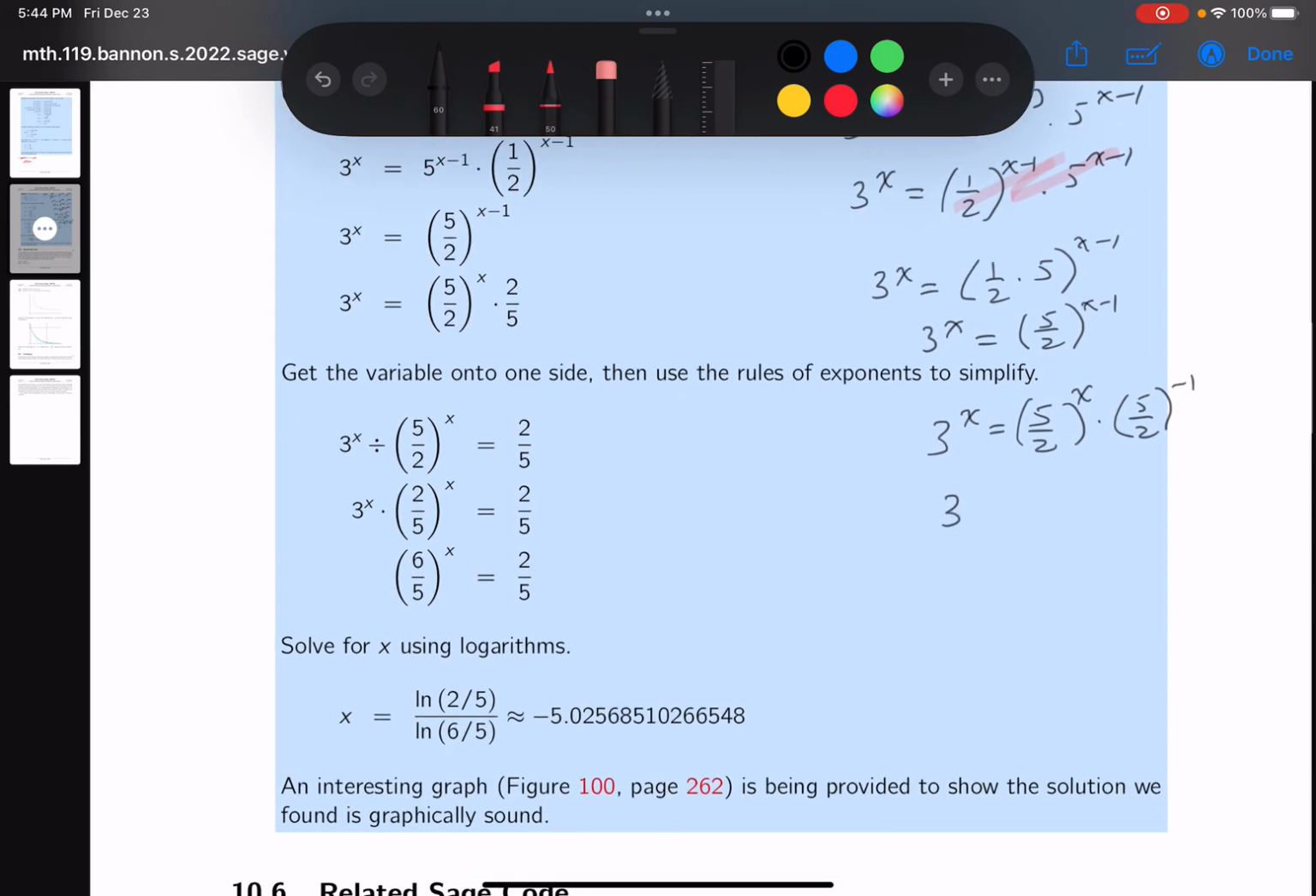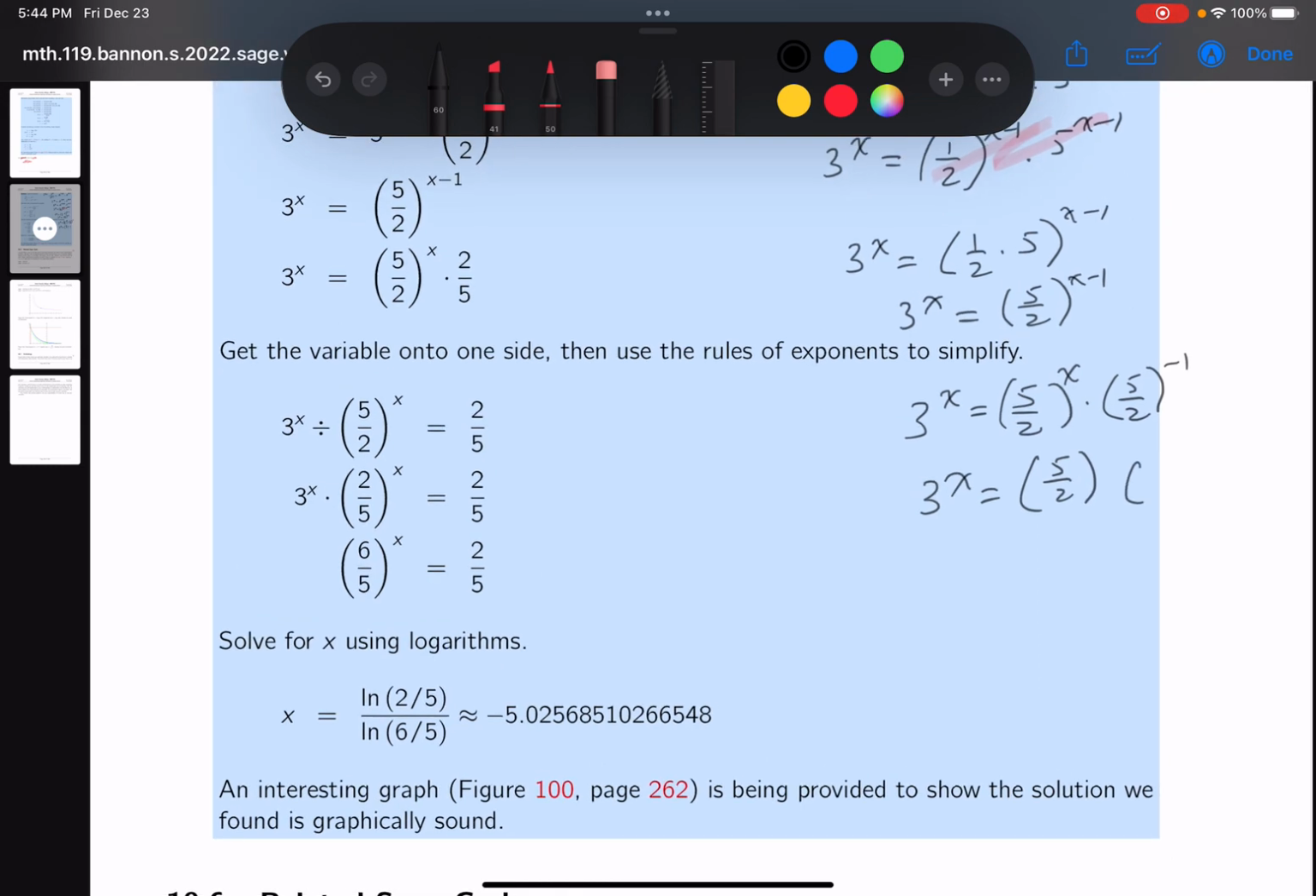And what do I get there? 5/2 to the minus 1 is just 2/5. Let me show you where that milestone is, right over here. What do we get? 3 to the x equals 5/2 to the x times 2/5.